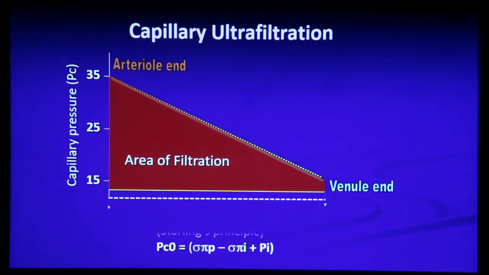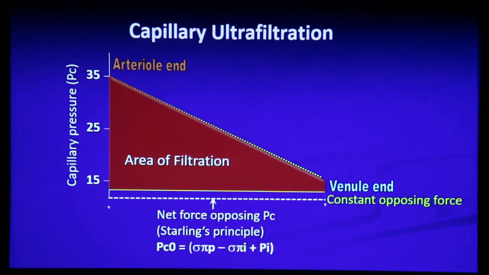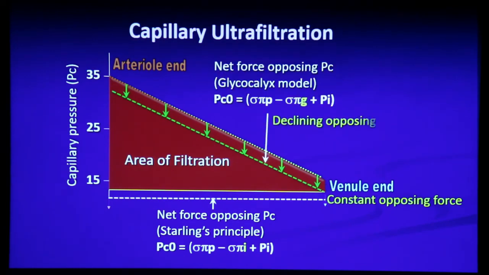Starling said that there is a constant net force which is opposing the plasma capillary pressure. But with the revised Starling hypothesis, this force is declining as the filtration falls or as the pressure falls. So it's a declining force, and instead of the interstitial oncotic pressure, it is the subglycocalyx osmotic pressure which determines the amount of fluid that is going to be filtered out from the capillary into the interstitial space.